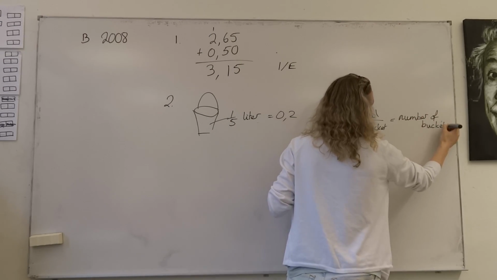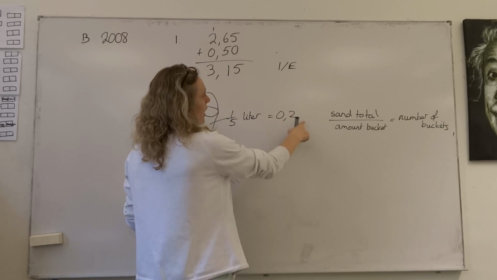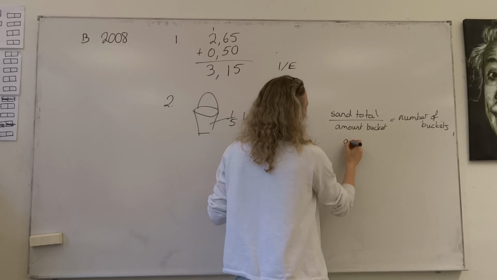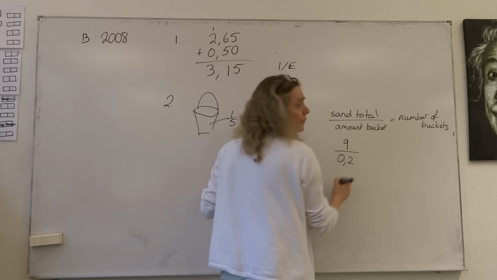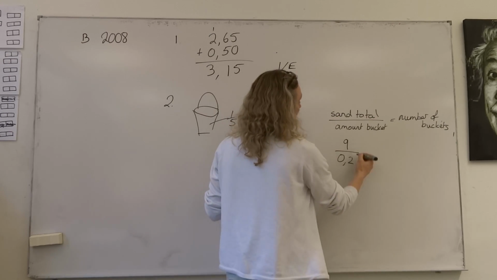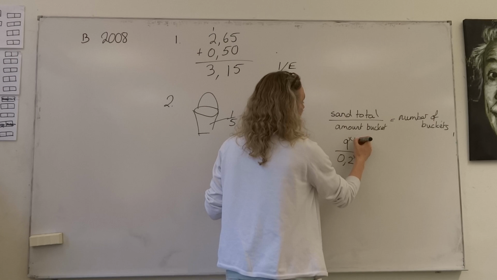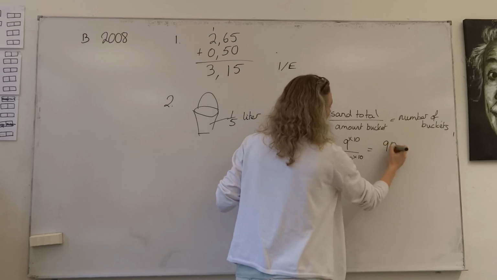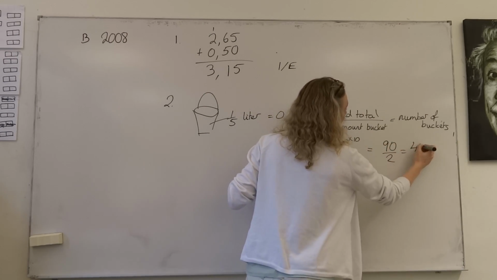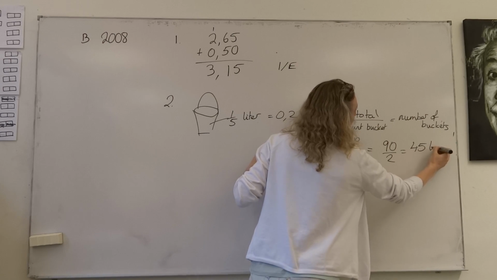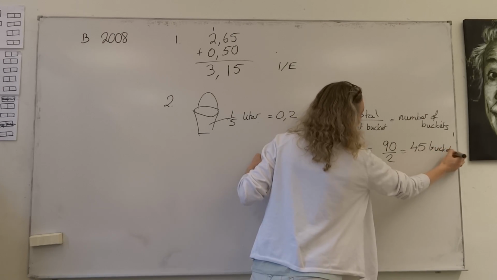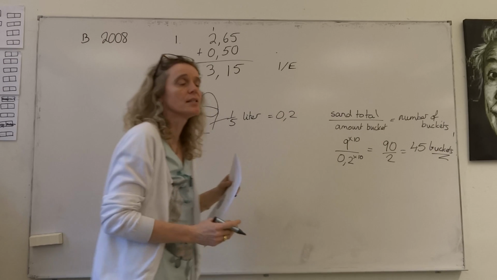And there's a few different ways of doing this. We could change 1/5 to 0.2, so we'd get 9 divided by 0.2, which quite easily we can multiply top and bottom here by 10. It will give us 90 divided by 2, which would be 45 buckets. So we'd need to take 45 buckets of sand to get 9 litres.